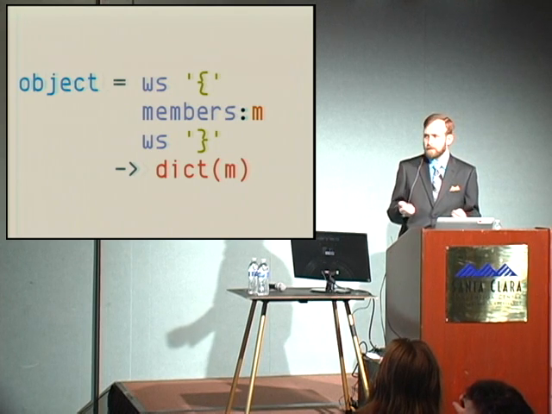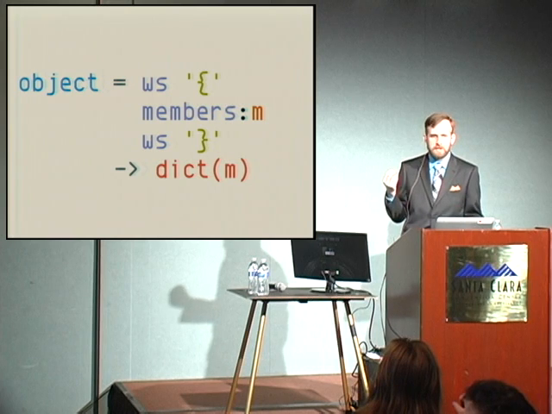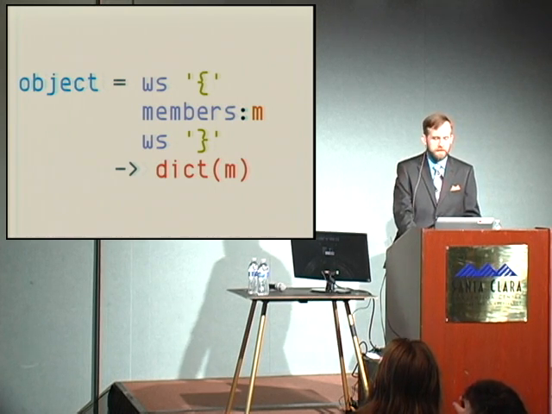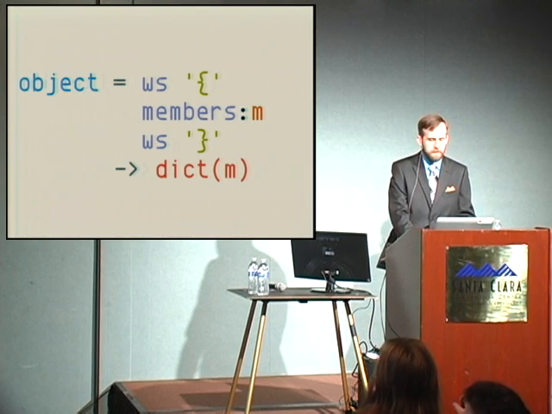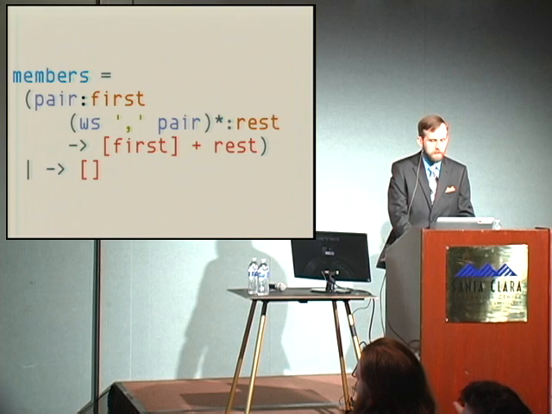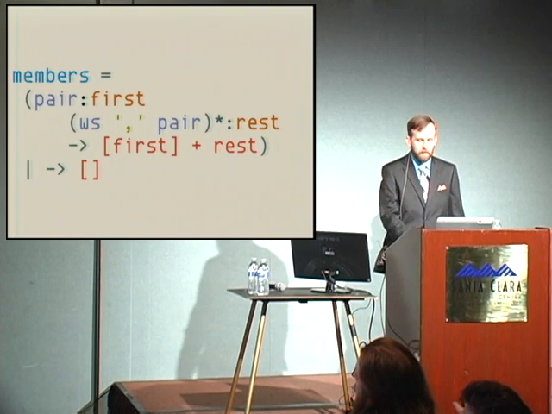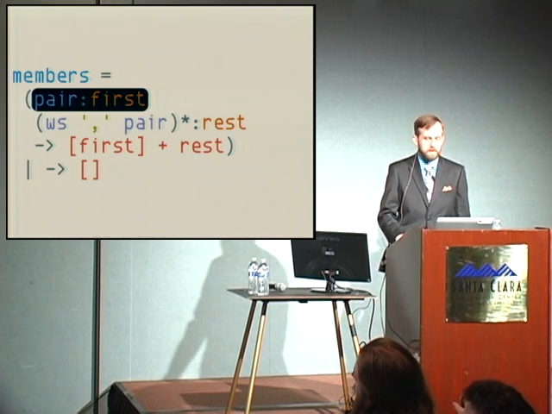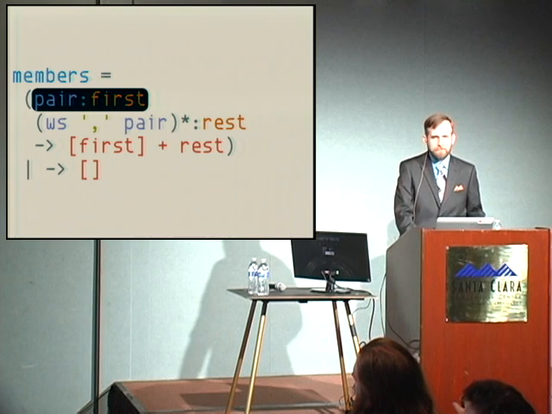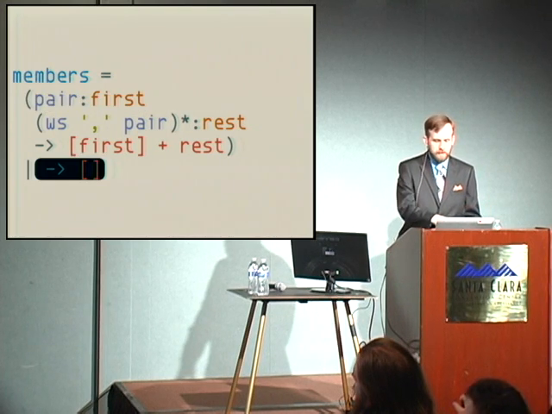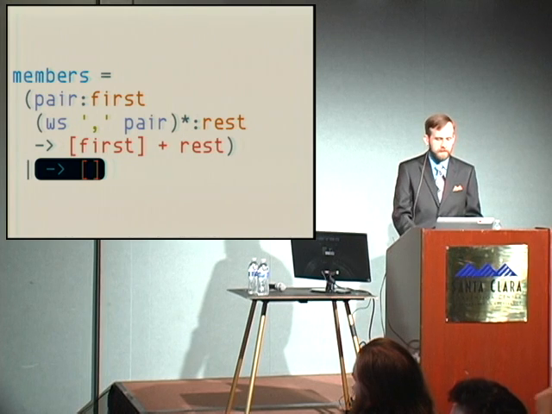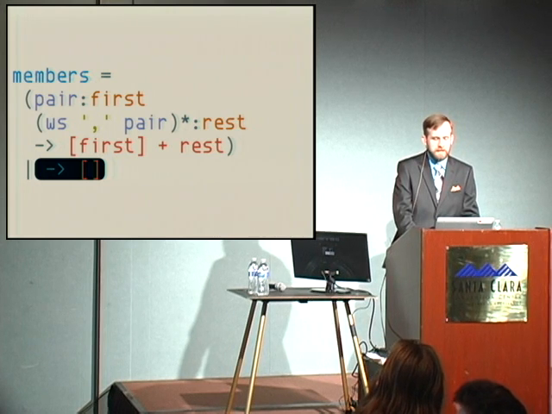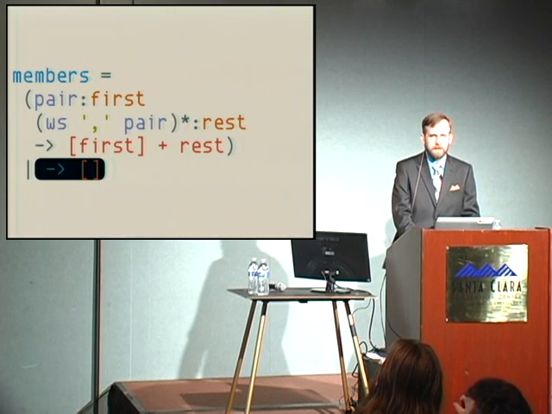And if you're familiar with it, you may know that this doesn't just take another dict. You can pass a list of key value pairs. So we're going to create a list of key value pairs in the rule members here that we call. So members will call pair. And if that succeeds, it's going to give the result the name first. If it fails, then we're going to skip straight to the alternate here. We've got that or symbol. And it's going to return an empty list because we had no pairs.